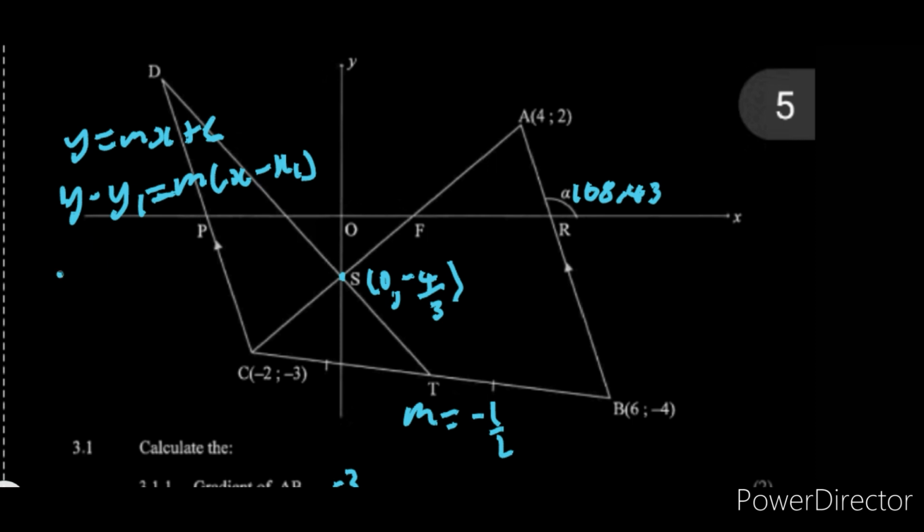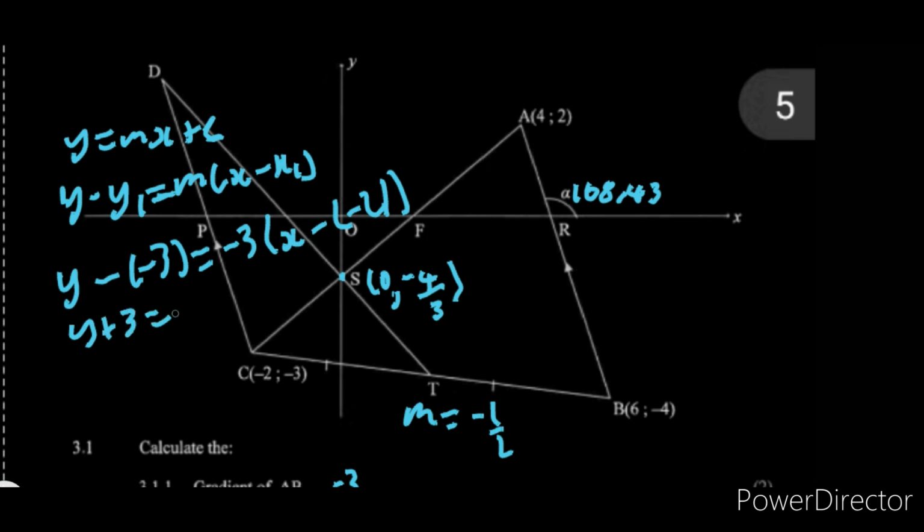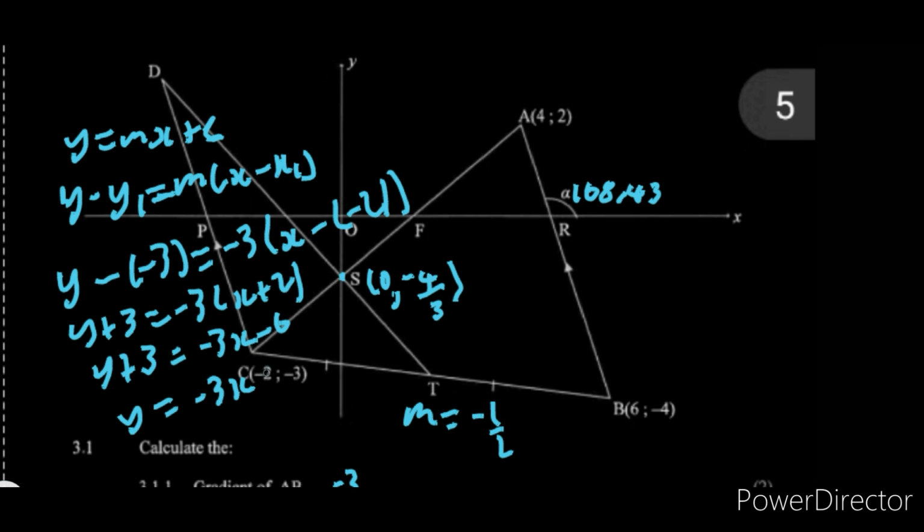So it means we're going to say y minus the y value here, which is -3. So it's going to be -3, then minus the gradient. We already found the gradient, which was the same as this gradient, -3. Then we have x minus the x value, which is -2. So from here we have y plus 3 equals -3 times x plus 2, so y plus 3 is -3x minus 6. Then when we take that 3 to the other side, we have -3x, then -6 minus 3, which is -9.